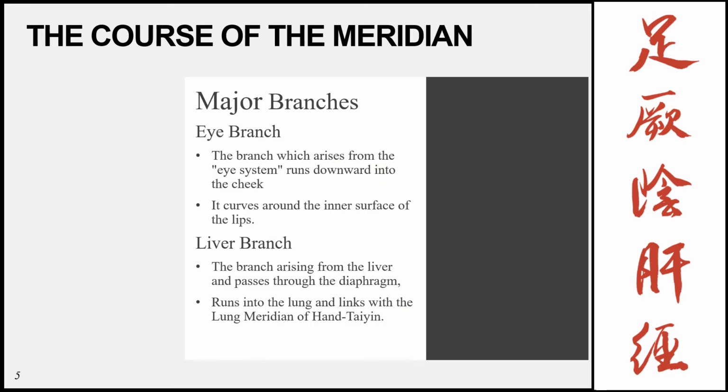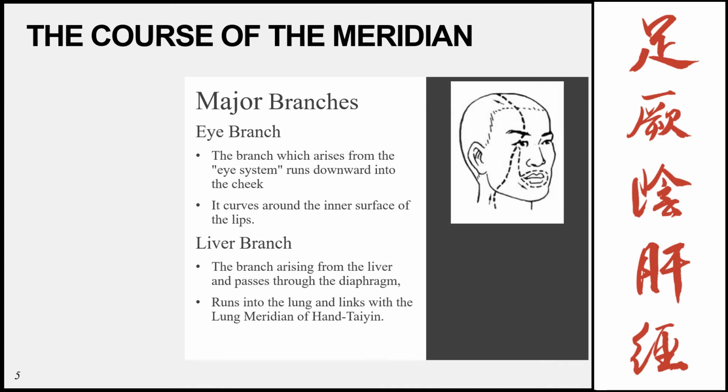So now let's look at the major branches of this meridian. The first branch I've called the eye branch, and this branch occurs at the point where the branch meets the eye system, and there it runs downwards into the cheek. As you can see here, it's running downwards into the cheek, and then it curves around the inner surface of the lips over here.